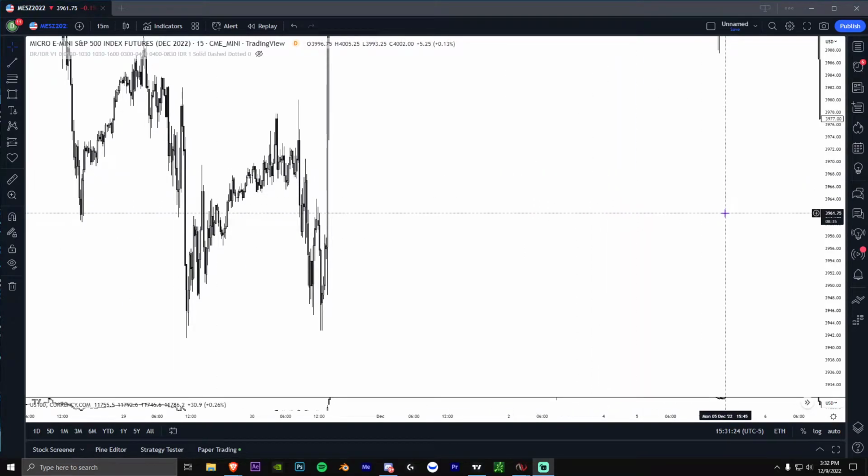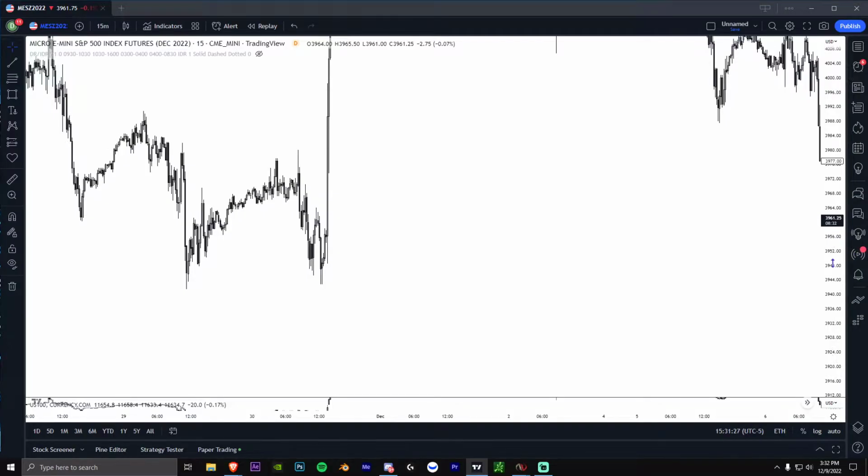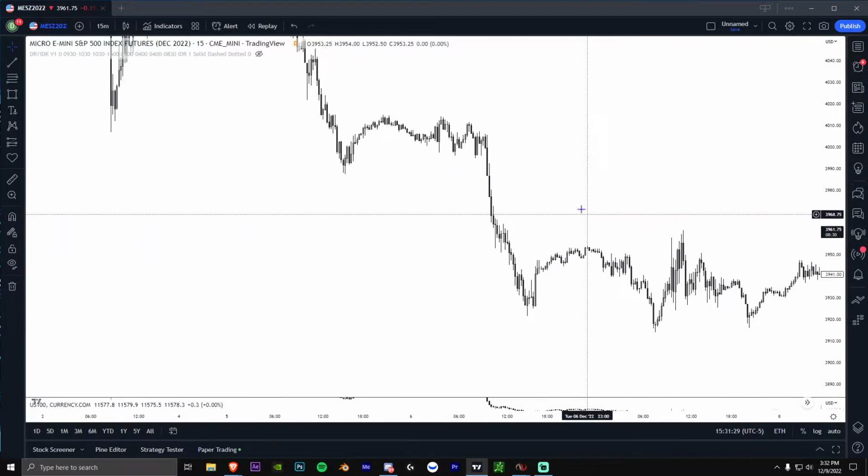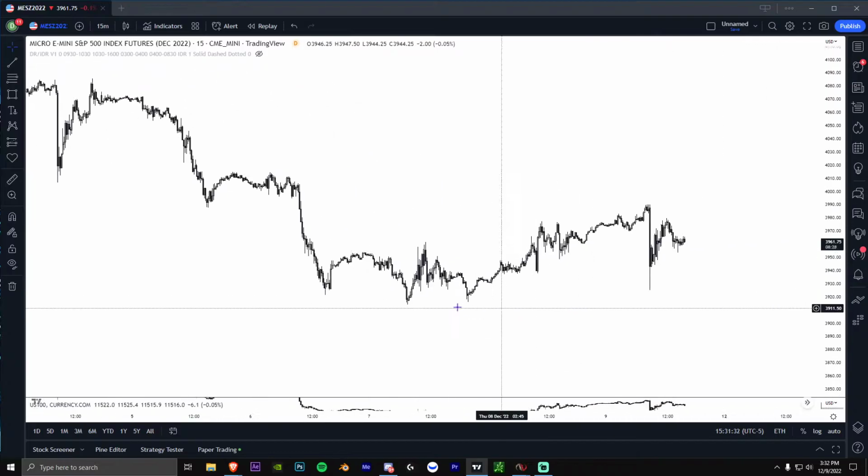What's going on, guys? I'm going to be showing you a few examples of how I play lower time frame setups using the higher time frame setup. So yeah, let's get right into it.